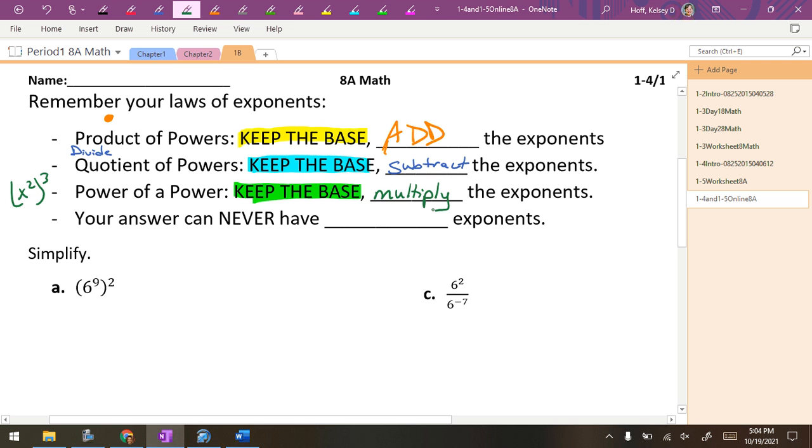And the biggest thing from yesterday, your answer can never, ever have negative exponents. So we put everything together. The biggest piece is make sure you write it down correctly off of your screen and that you're showing your work. So many times as Mr. Brees and I have wandered around, your mistake is because you're not writing it down.